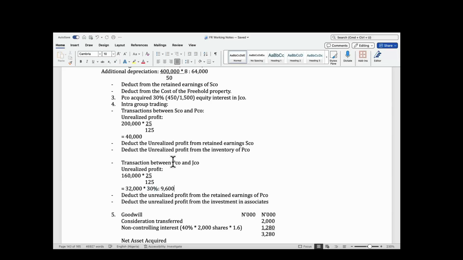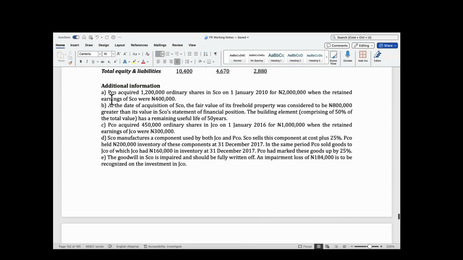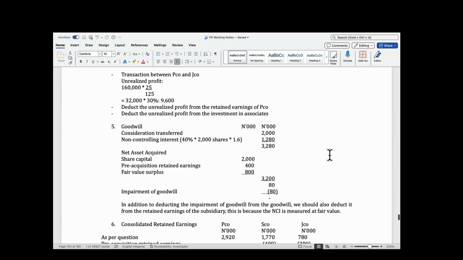Now, since it's the parent that sold, the inventory is with JCO. So we cannot remove this unrealized profit from inventory because we don't consolidate that. We can only remove it from investment in associates, and of course, we also remove it from retained earnings of the parent, since it's the one that made the profit. And that is all the additional information. So what is left is just to write off whatever goodwill we compute and also to impair our investment in associates. That's all. So we want to start doing our cancellation.